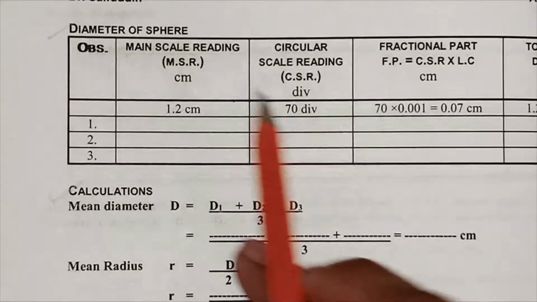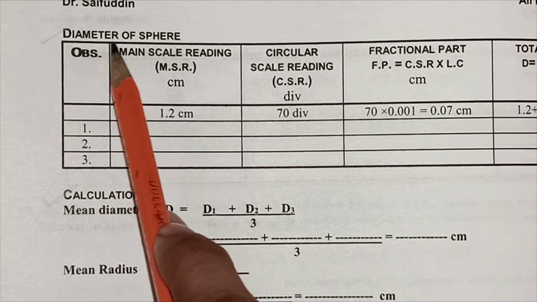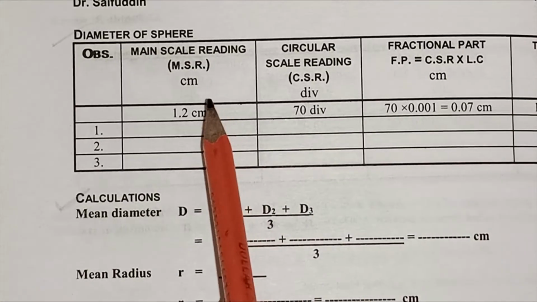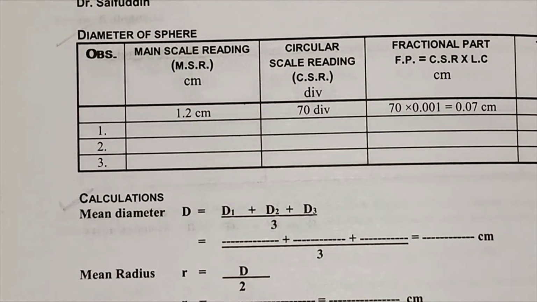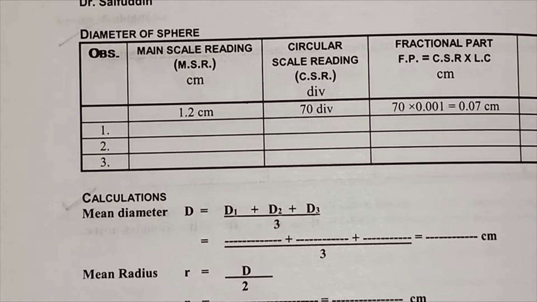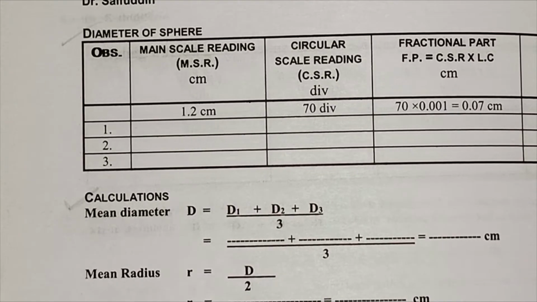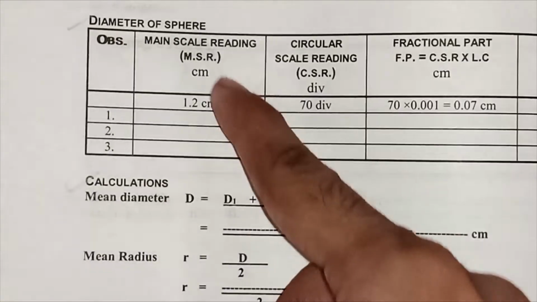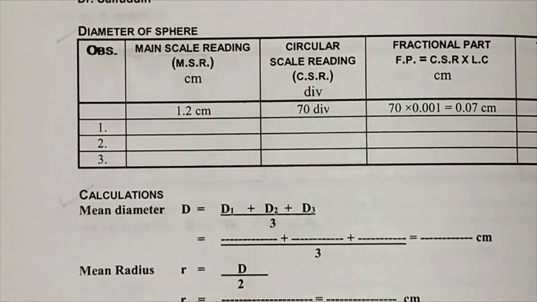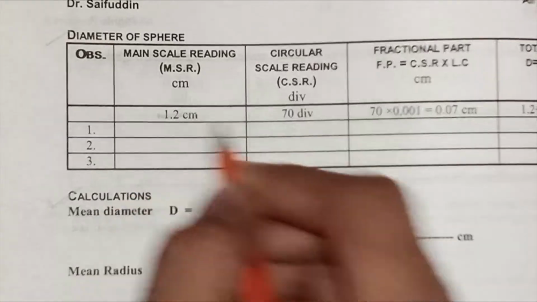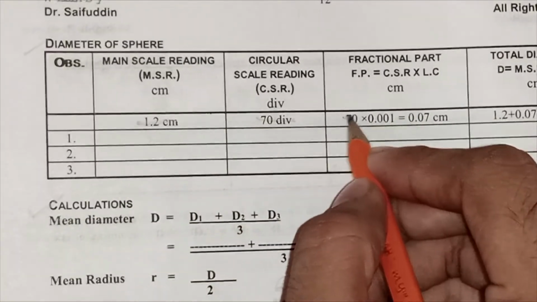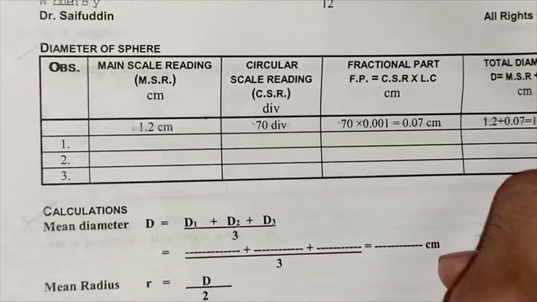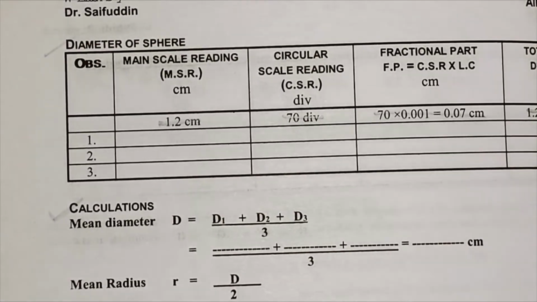So here we have to find the diameter of the sphere because we have to calculate the volume. So we have to follow some steps. Right now we are going to find the main scale reading. Here are some example readings, but we don't follow these because we have our instrument's reading. So we will note that reading.